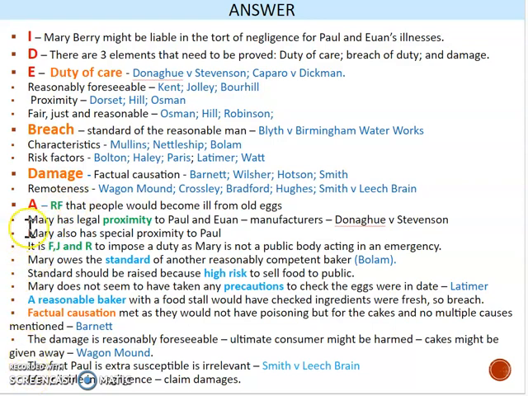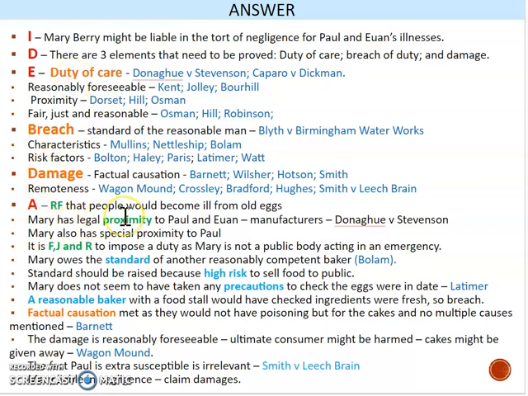You'd be writing in full sentences. RF stands for reasonably foreseeable here. So the first thing I've said, and if you look, I'm going back to the first stage of the duty of care test, reasonably foreseeable. It's reasonably foreseeable that people will become ill if you give them cakes made from old eggs, basically. So we seem to have satisfied that.